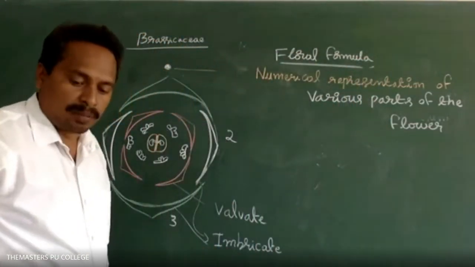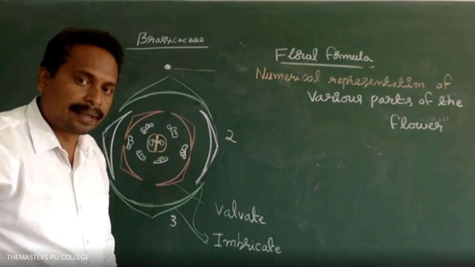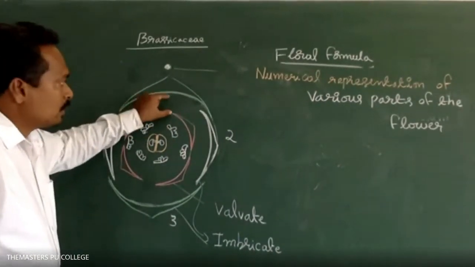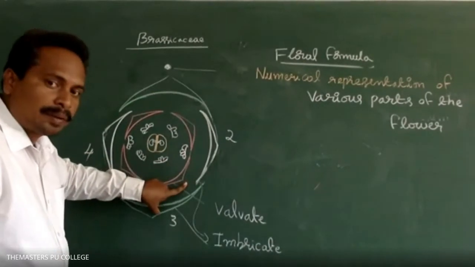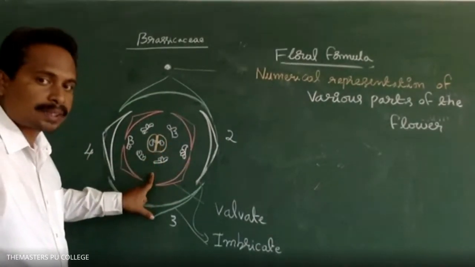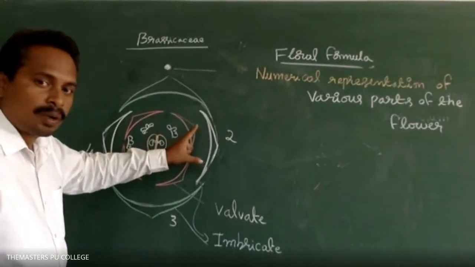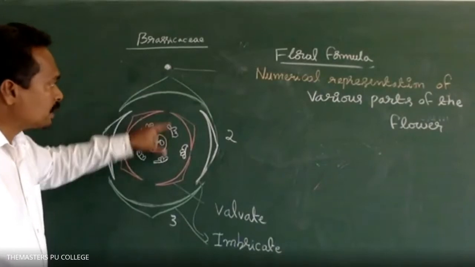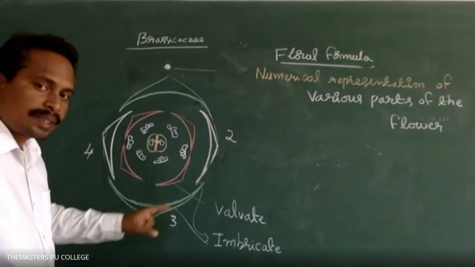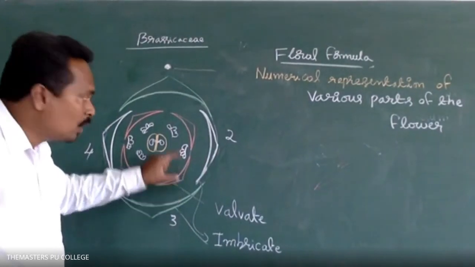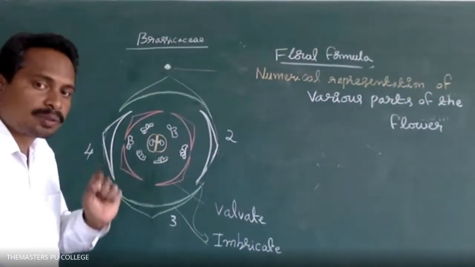The floral formula, the floral diagram. The floral diagram gives information about the arrangement of the sepals, petals, stamens, and carpels, and the number of floral leaves in a calyx. How many sepals are there in a calyx of this mustard plant? This is a floral diagram. Mustard plant. Four. The calyx consists of 4 sepals.